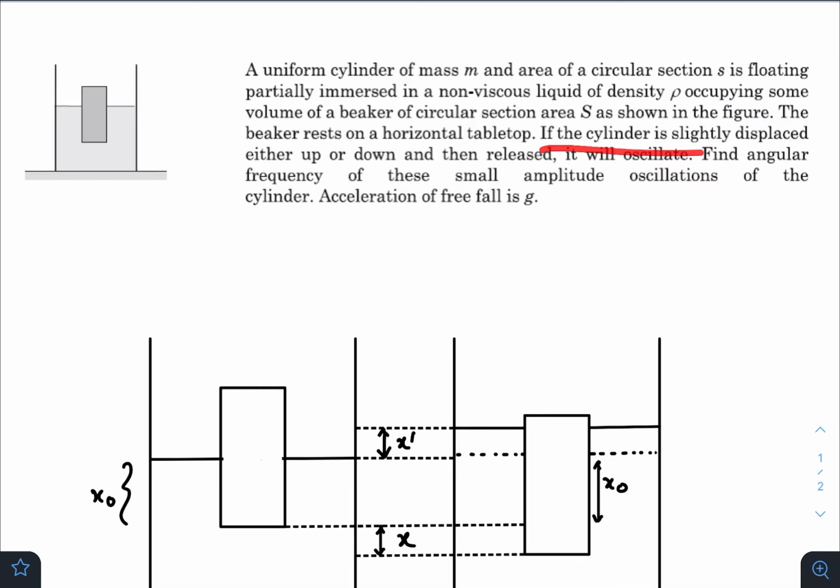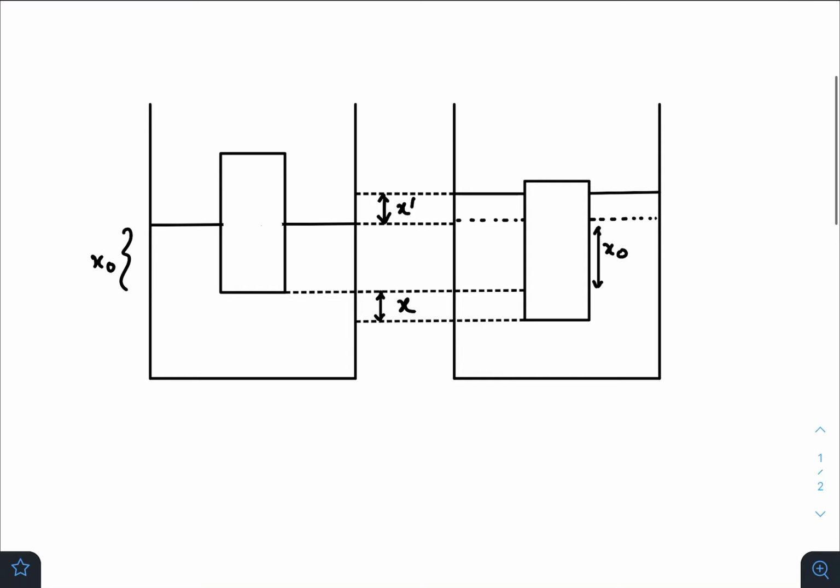If the cylinder is slightly displaced either up or down and then released, it will oscillate. Find the angular frequency of this small amplitude oscillation of the cylinder. Okay, fine. Now here the cross-sectional area of this cylinder is comparable to the cross-sectional area of the beaker. So moving up and down of this cylinder will cause a change in height of the liquid column, right? So let us consider the equilibrium condition initially.